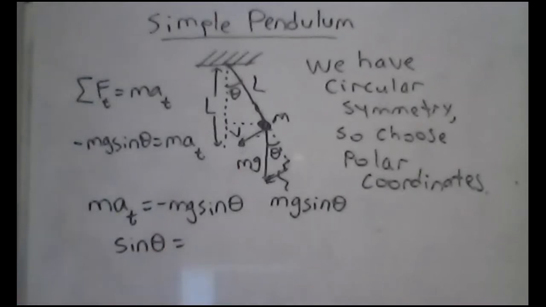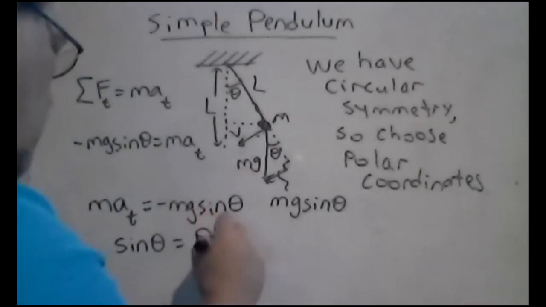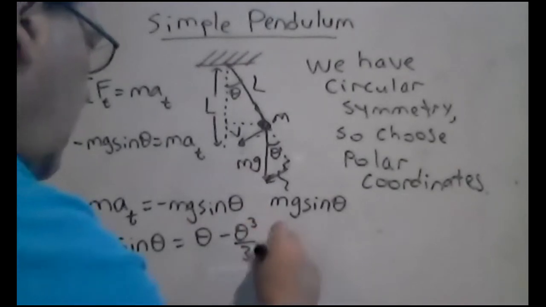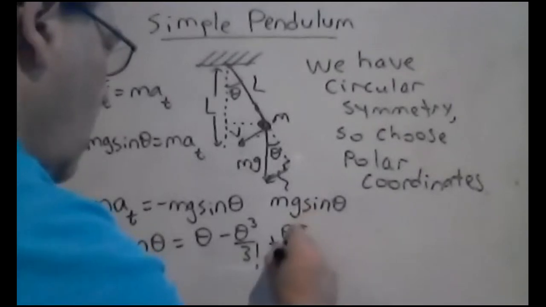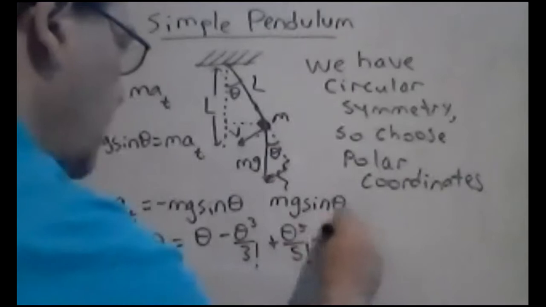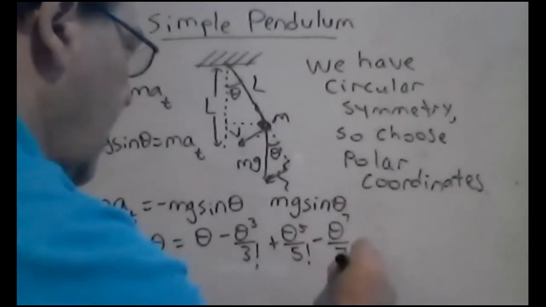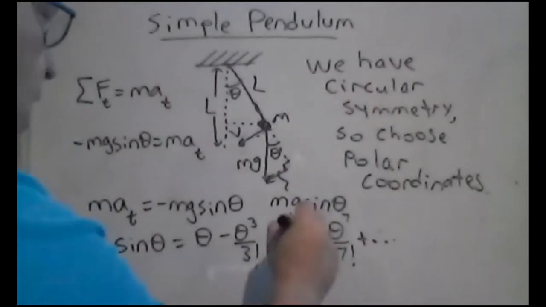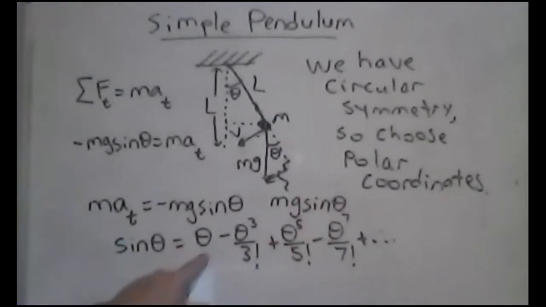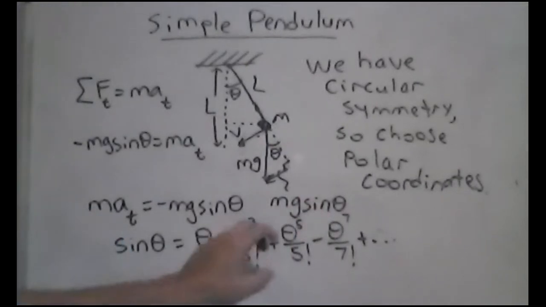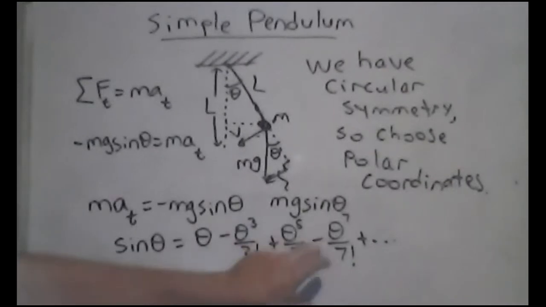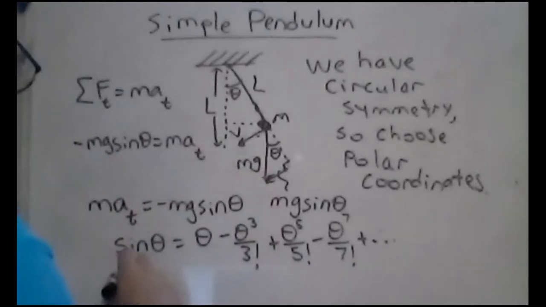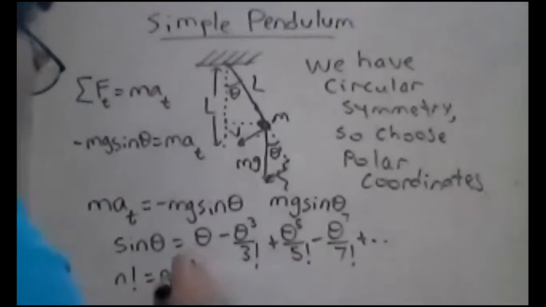If you imagine theta being in radians, the sine function goes as theta minus theta cubed over 3 factorial plus theta to the 5th over 5 factorial minus theta to the 7th over 7 factorial, on and on and on forever. That is your sine function. You take your angle theta in radians, and it's alternating, minus, plus, and so forth. And the factorial, if I say n factorial, again, this means n factorial.